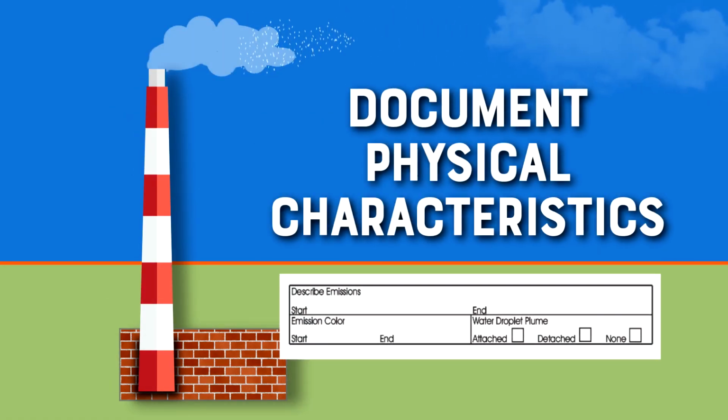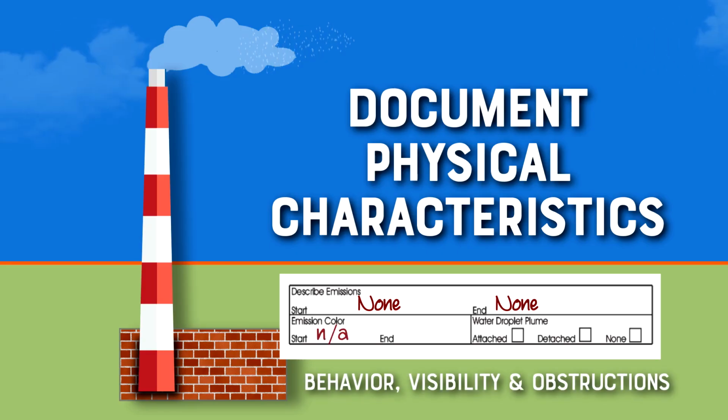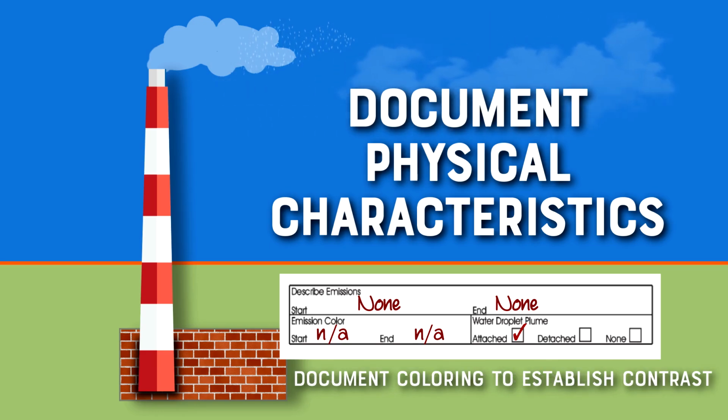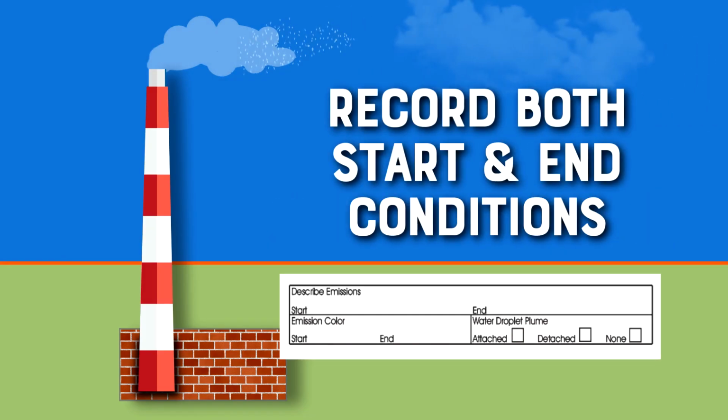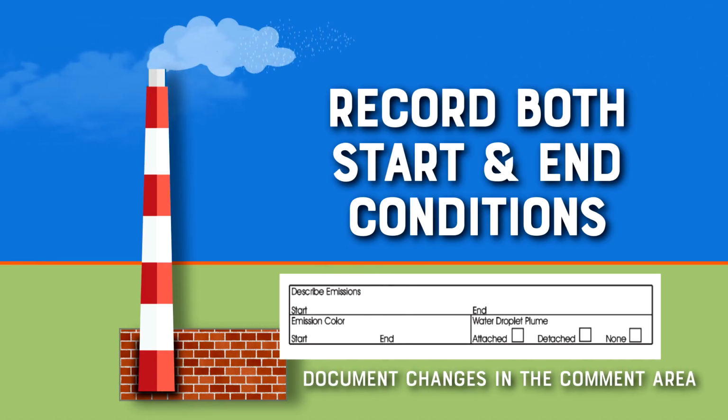Document the emission's physical characteristics, behavior, and any visibility issues or obstructions. Describe both the plume color and background to establish contrast level, and include water droplet details to fully characterize the plume. Record conditions at both start and end of the observation period. Document any changes in the comments section.